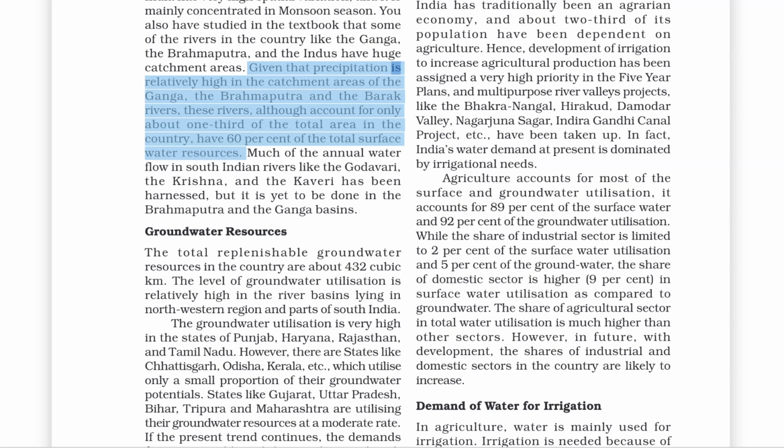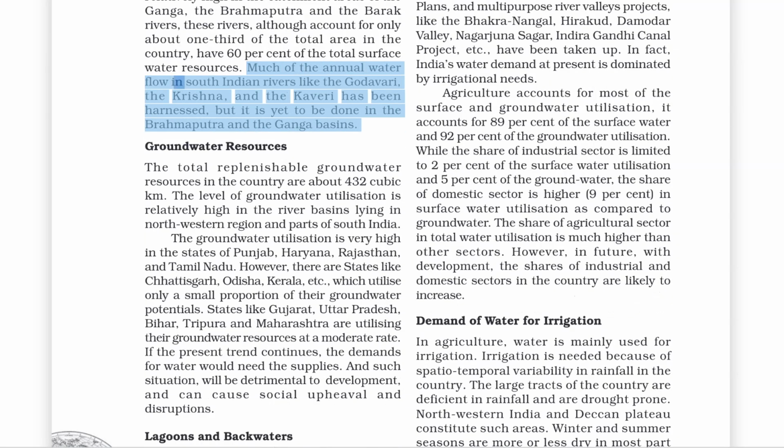Given the precipitation is relatively high in the catchment areas of the Ganga, the Brahmaputra, and the Barak rivers, these rivers, although account for only about 1/3 of the total area in the country, have 60% of the total surface water resources. Much of the annual water flow in South Indian rivers like the Godavari, the Krishna, and the Kaveri has been harnessed, but it is yet to be done in the Brahmaputra and the Ganga basins.